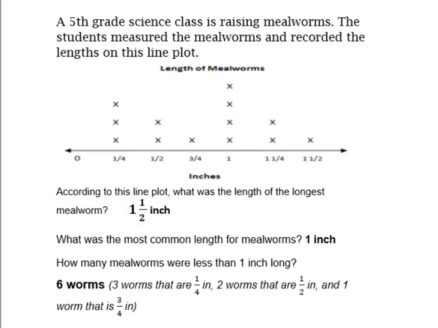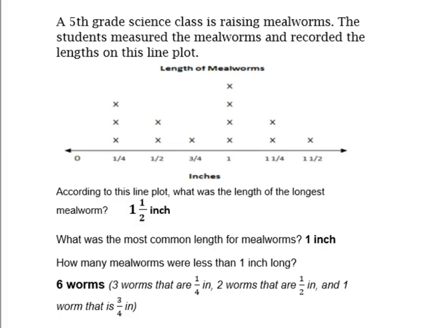Let's look at our last question. How many mealworms were less than 1 inch long? If you said 6 worms, you are correct. There were 3 worms that are at 1/4 inch. Then we have 2 worms that are 1/2 inch and 1 worm that is 3/4 inch. So 3 worms plus 2 worms plus 1 worm is equal to 6 worms.